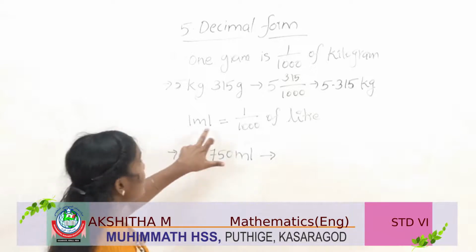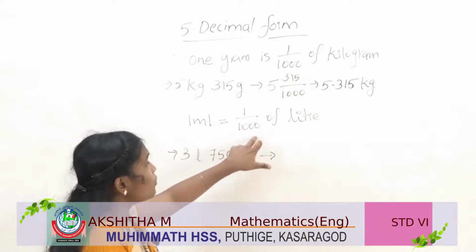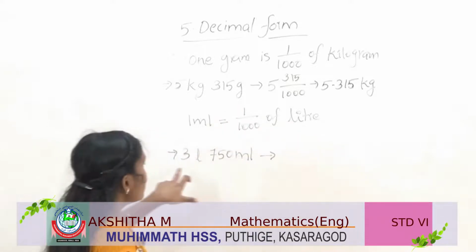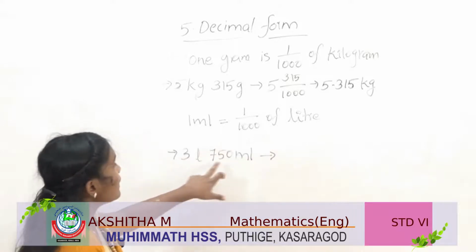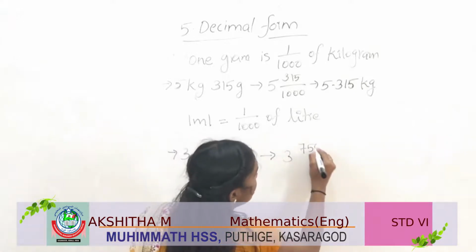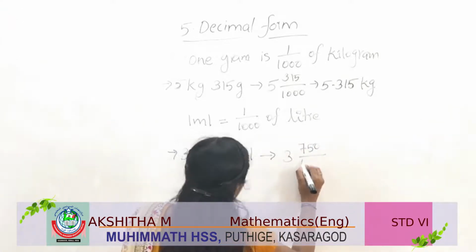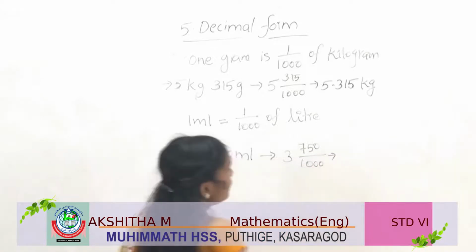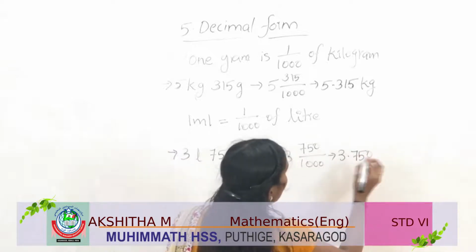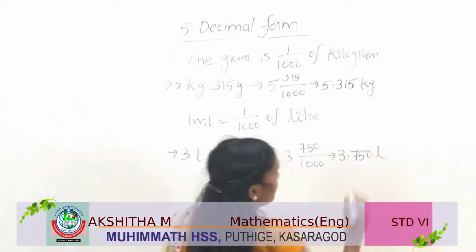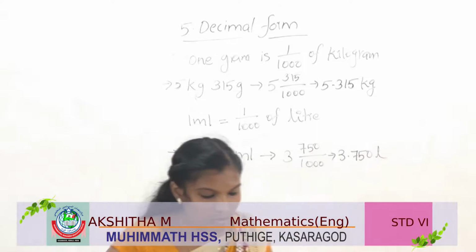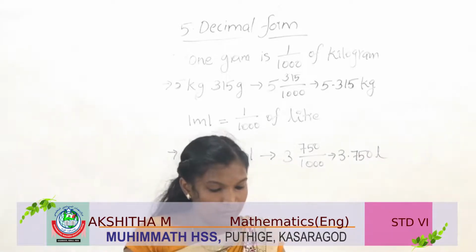1 milliliter is 1 by 1000 of liter. So 3 liter 750 milliliter we can write in fraction 750 by 1000. So in decimal form 3.750 liter. Is it clear now? Okay.